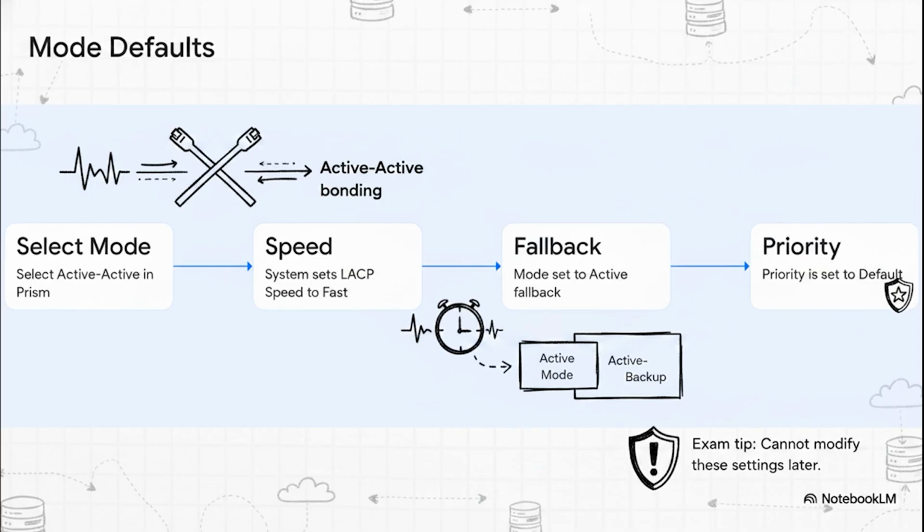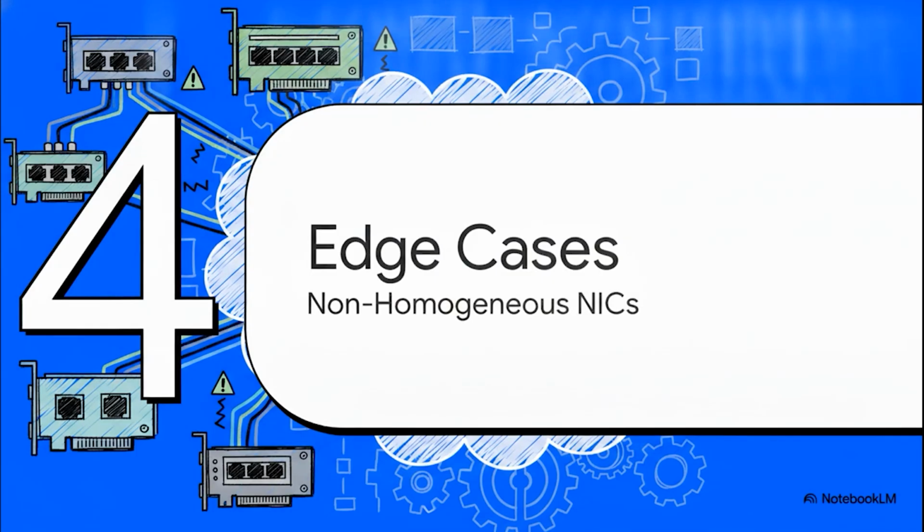Here's a huge exam tip for you. You cannot modify these default settings later, not even in the command line interface. Why? Because messing with LACP timers on a live system is a fantastic way to cause a catastrophic network lockout. The system is literally protecting you by locking these down. Let's jump into Section 4, the Non-homogeneous-NIC LACP edge case.